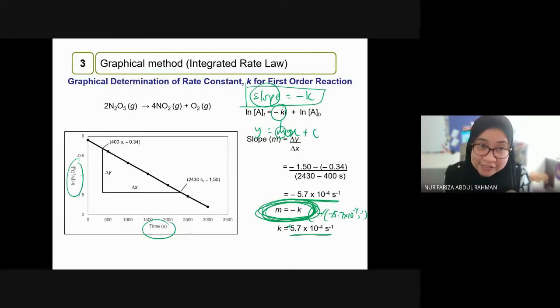Okay? This is if dia first order. Kalau dia second order, so m will be equal to k. Remember? Sebab k dia positif. Second order. Remember? Second order.